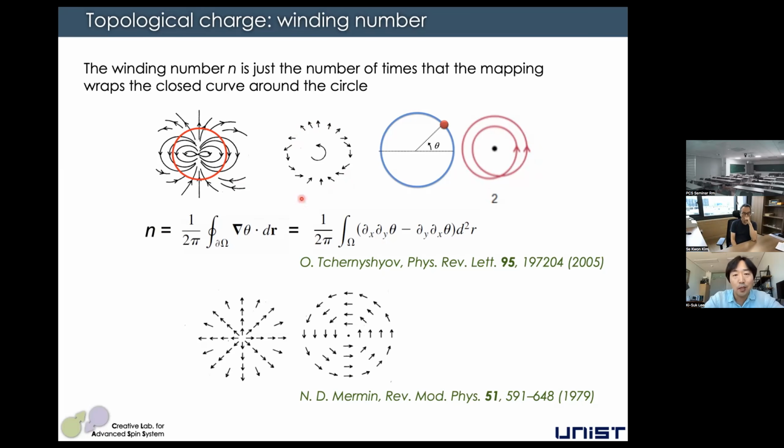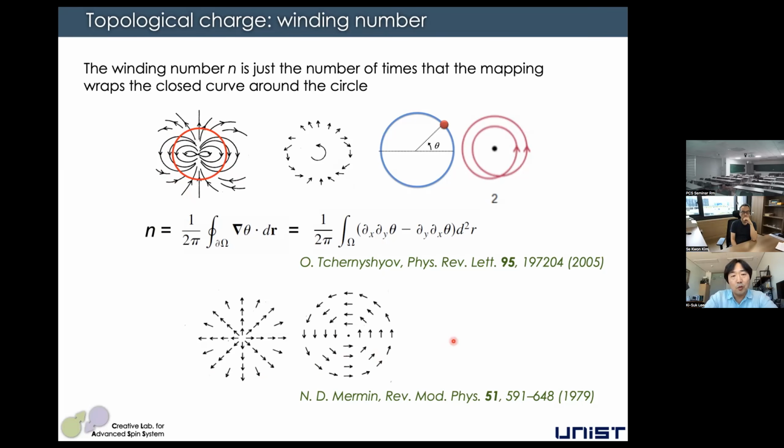Okay, so you can see the details in this paper, Professor Chernyshev's paper. And also, if you choose an arbitrary closed loop, like this circle, and you obtain an integer winding number, it tells us that there are some topological solitons with an integer number, protected, located inside the closed loop.